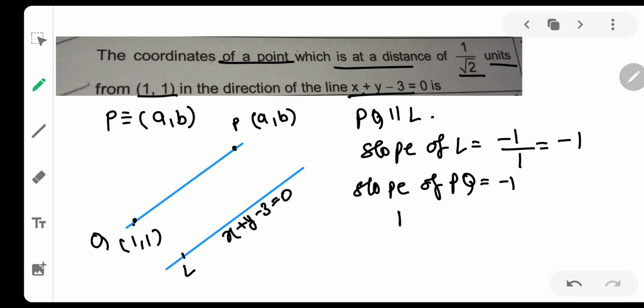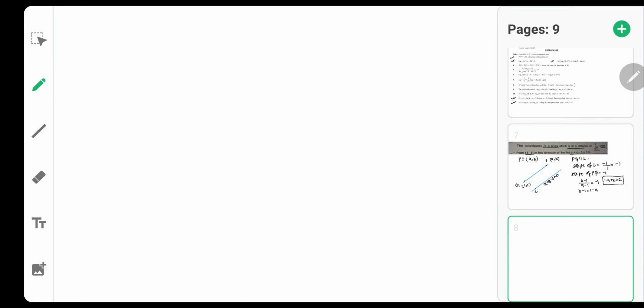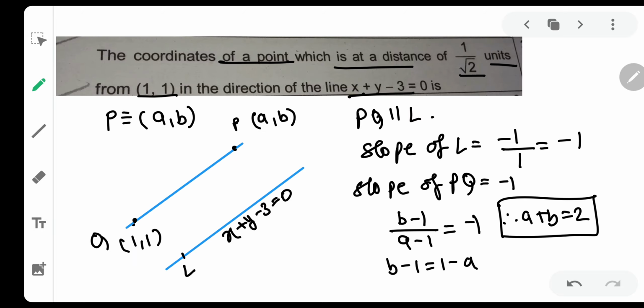So slope of PQ is (y2 - y1) upon (x2 - x1) equal to -1. Therefore B - 1 is equal to 1 - A. Therefore A + B comes out to be equal to 2. Also PQ is given to be 1 by root 2. So we will say PQ is equal to 1 by root 2. Hence I will say PQ square is equal to 1 by 2. So by applying distance formula, we can say that (A - 1)^2 + (B - 1)^2 is equal to 1 by 2.